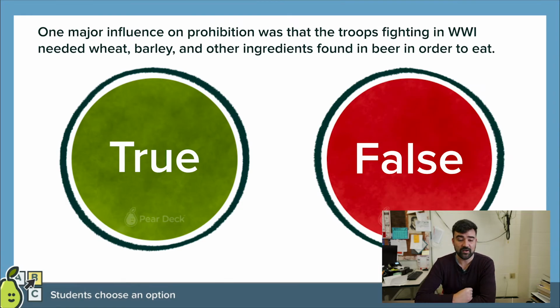All right, a few questions for you. One major influence on prohibition was that the troops fighting in World War I needed wheat, barley, and other ingredients found in beer in order to eat. Is that true or false? You tell me.